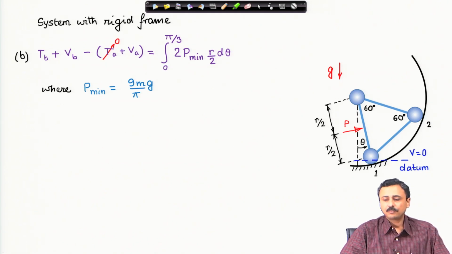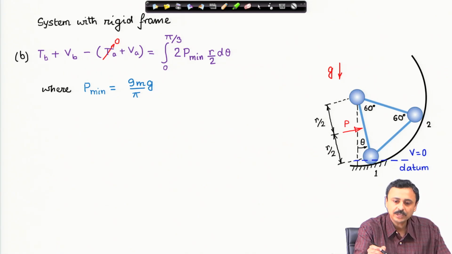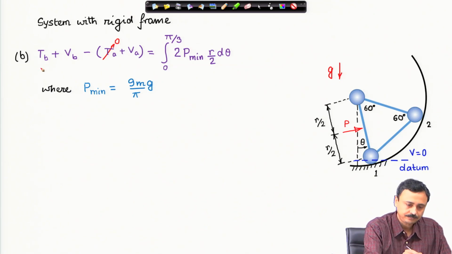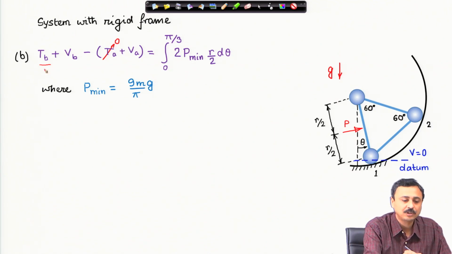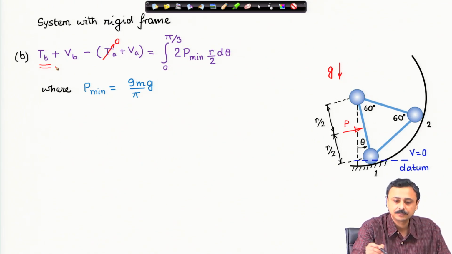In the second part of this problem, we have to find out the common velocity of the two particles 1 and 2 when 2 times this P min is applied. In place of P min, we are applying 2 times P min. Then again writing down the work energy relation. Now, we note that at the final state the system will have some velocity, because now we are applying 2 times P min. Therefore, there will be kinetic energy contribution in state B when theta equals 60 degrees.